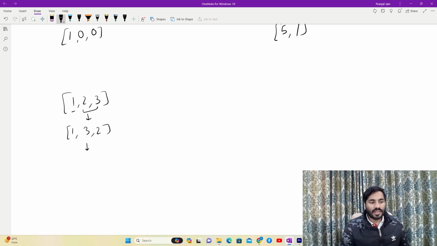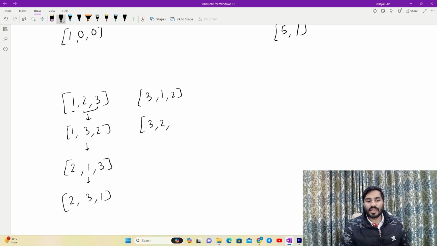What's next? 2 is going to be at the beginning, and then we are going to have 1 and 3. What's next? 2 at the beginning, then 3 and 1. Next, 3 at the beginning, then 1, then 2. Next, 3 at the beginning, then 2, then 1. These are all the permutations for 1, 2, 3. Let us try to understand how we are calculating this next permutation, and then we'll try to see a pattern and simply code that in.